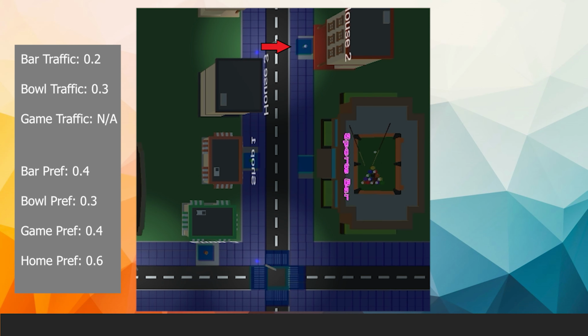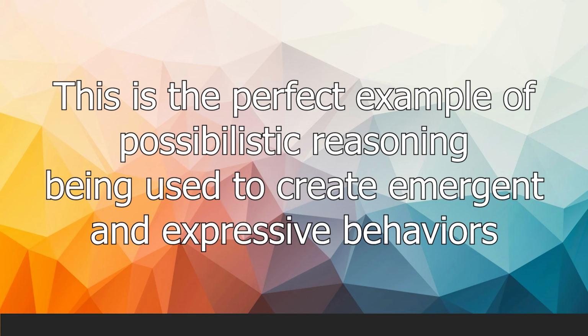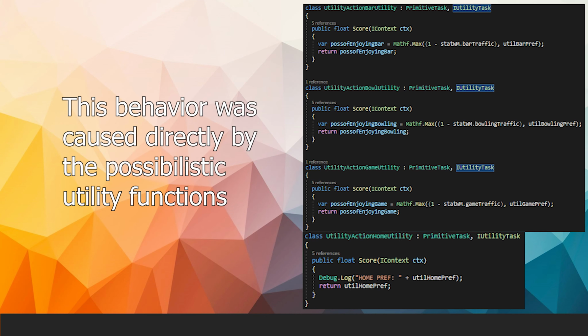However, as the night would go on and the customer traffic would die down, the student would reevaluate the possibility of spending their time at home, and then they would decide that going to a less busy activity would be better than staying home. This is the perfect example of the possibilistic reasoning being used to create emergent and expressive behaviors, since this behavior is only caused by the comparison being performed by the possibilistic cost functions in the utility selector.